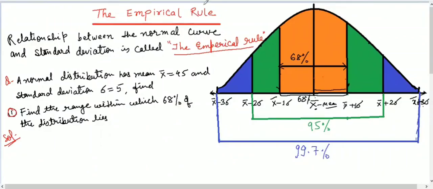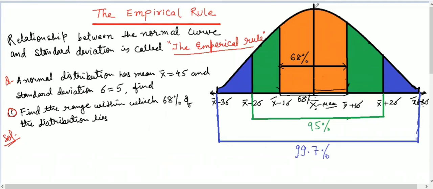So here I'm going to explain to you the empirical rule. The relationship between the normal curve and standard deviation is called the empirical rule. So this is the normal distribution curve. Why is this called the normal curve? Because the data here is normally distributed.